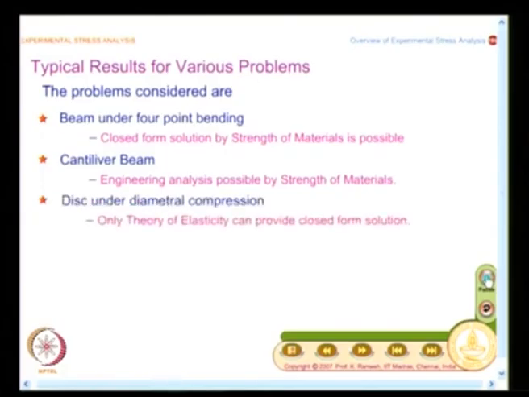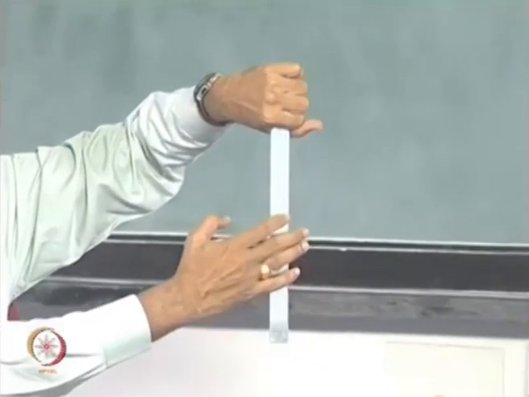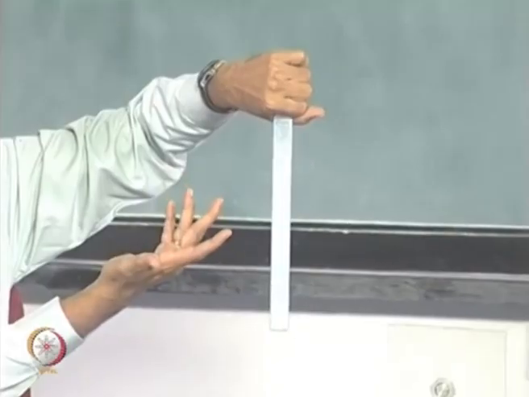And the next problem is disk under diametral compression. See, what you have is, this is what we had seen in the last class. I have a shape like this. When I have the bar, when I pull it, strength of material is good. The moment I put a hole, I cannot do by strength of material.